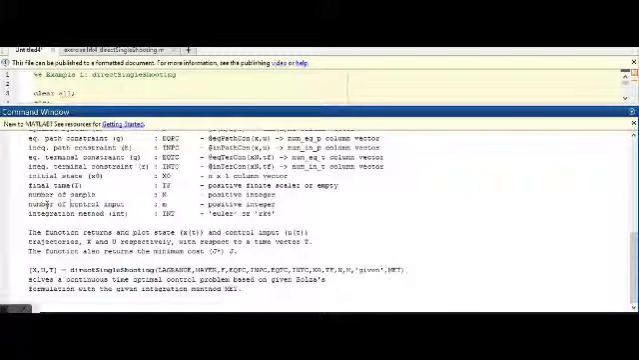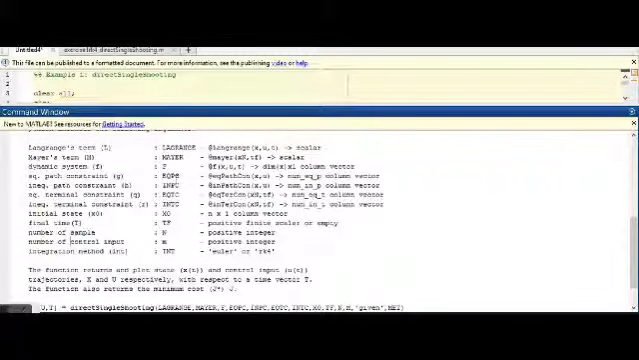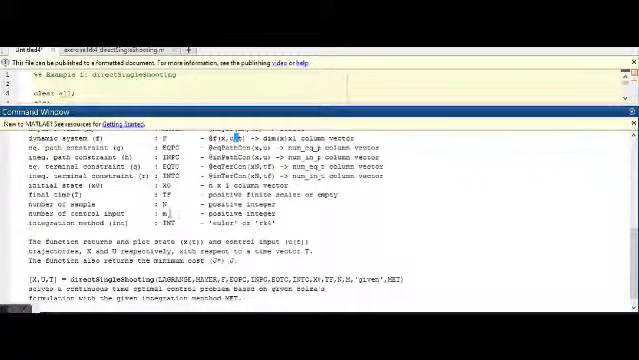The number of control inputs is M. This has to correspond to this U here and this U here. So anywhere that has U must have the same dimension as M. For example, if my control input has 2 signals, then M has to be 2.